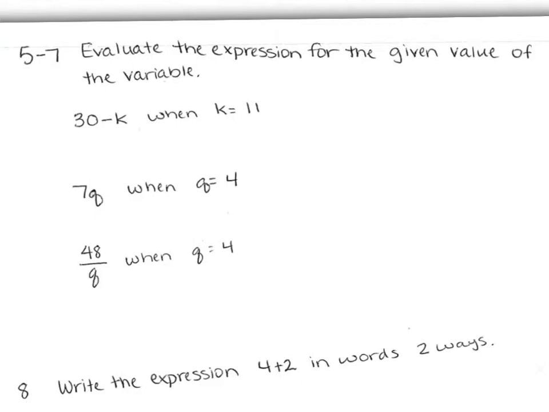In questions 5 through 7, you're going to evaluate an expression for the given value of the variable. So in the first example I have here, 30 minus k, when k equals 11, that would be 30 minus 11, which is 19. 7q, when q equals 4, would be 7 times 4, which is 28. And 48 divided by 4, which is 12.